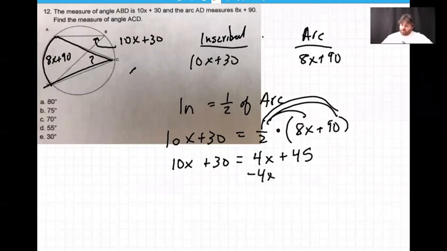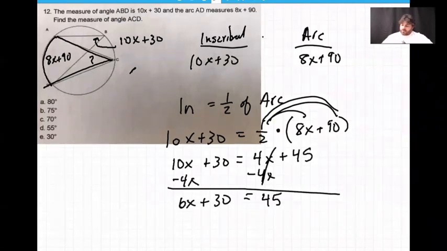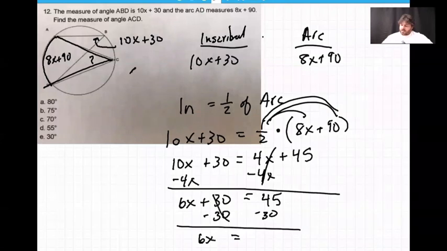So I subtract 4x from both sides. That gives me 6x plus 30 on the left side. On the right side, I just get 45 because those 4x's cancel. Okay, I'm going to take away 30 from both sides, and I'm going to get that 6x equals 15. And I divide by 6, I get that x is 2.5.